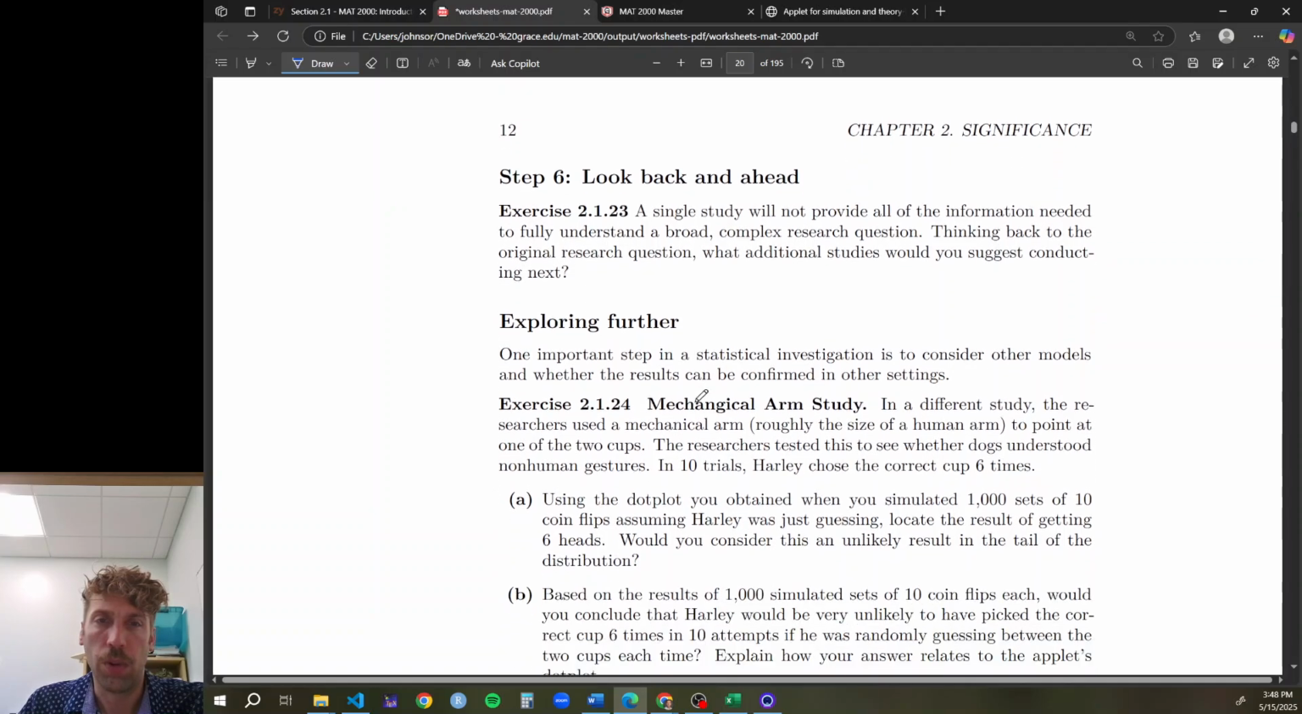And then for 23, a single study will not provide all of the information needed to fully understand a broad, complex research question. Thinking back to the original research question, what additional studies would you suggest conducting next? So here's an example of where you should use complete sentences, and you should give me some details of how you would do another study based on this. And this is part of stats, is using your common sense. This is a wisdom class, so come up with something that makes sense that would be helpful.